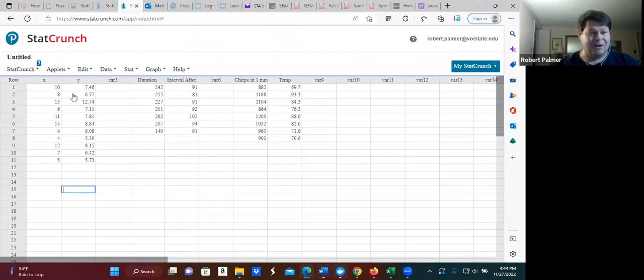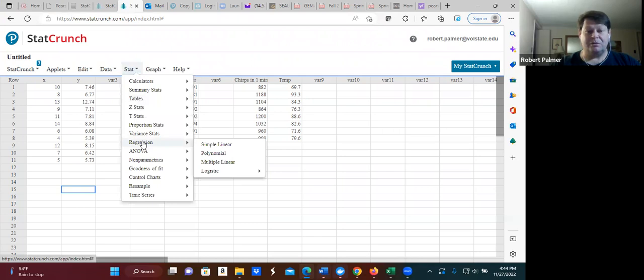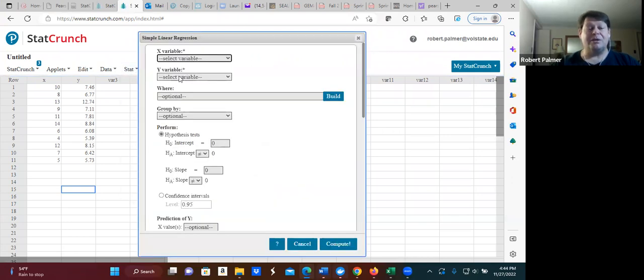So here is that data. Okay, so what we're going to do then is go to Stat, go to Regression, then you go to Simple Linear. There are other choices here for other types of graphs. We're going to focus on linear correlations. Then we make sure we choose the correct variable, as we did for the scatter plot. So I'm going to choose X for X and Y for Y.